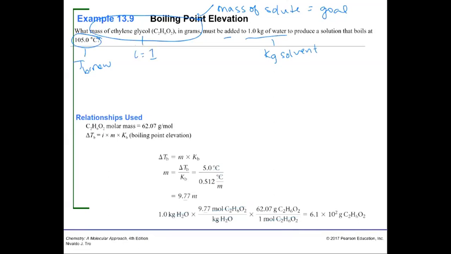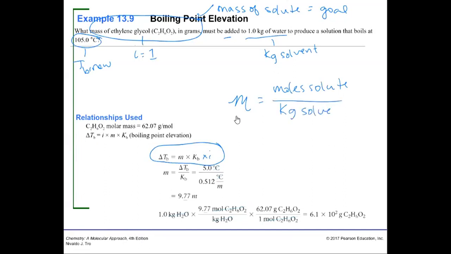So we have an equation that relates our change in boiling point to the molality times our Kb and our I. And we are trying to find out about the mass of the solute. But molality is the moles of solute per kilogram solvent. So we can use this equation to find the molality, and then we're given the mass of the solvent, so we can use that to find the moles of the solute, and that's why we will end up needing the molar mass from the periodic table, so that we can connect the moles of solute to the mass of solute, because our goal unit is to find the mass of the solute.